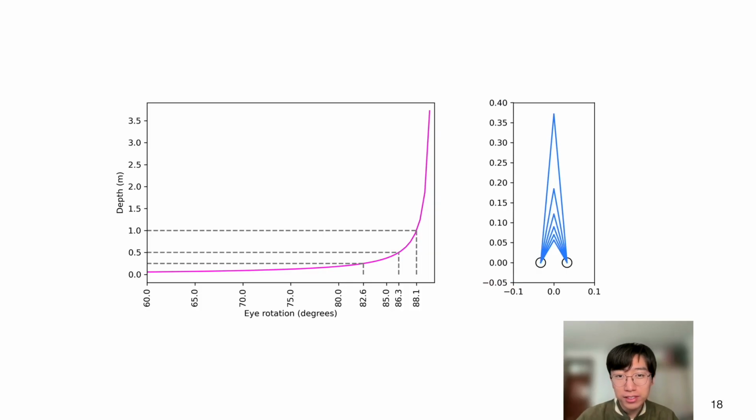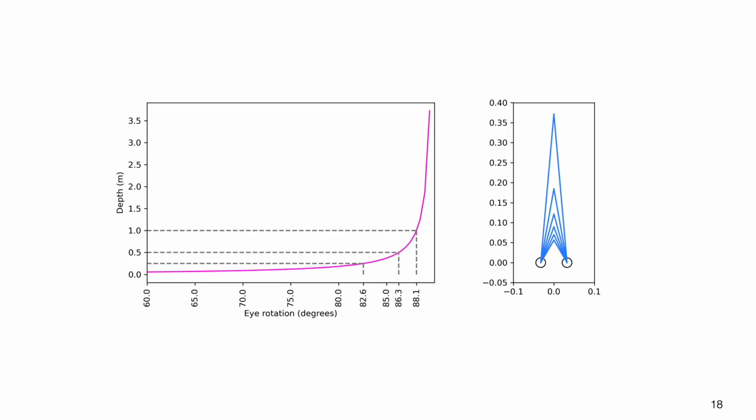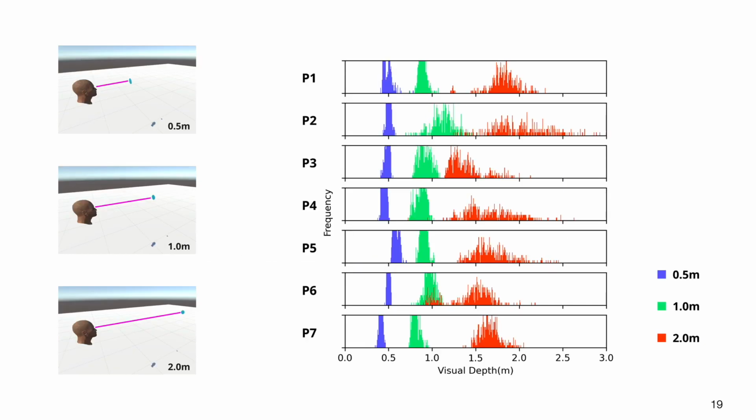However, we can mathematically see that the distance covered per degree of eye rotation increases as the observation point moves further away from us. When the observation distance exceeds 1 meter, the gaze rays of both sides are close to parallel, meaning that the eye tracker's error can greatly affect our depth calculation. Our experiment confirmed this. When the user observes at three distances of 0.5 meter, 1 meter, and 2 meter, our measured visual depth shows three distributions, and the range of the distributions increases with distance.